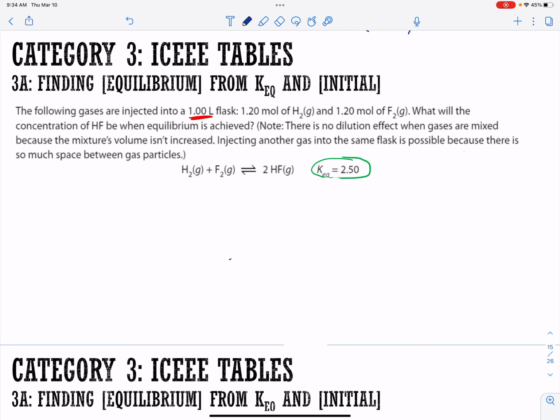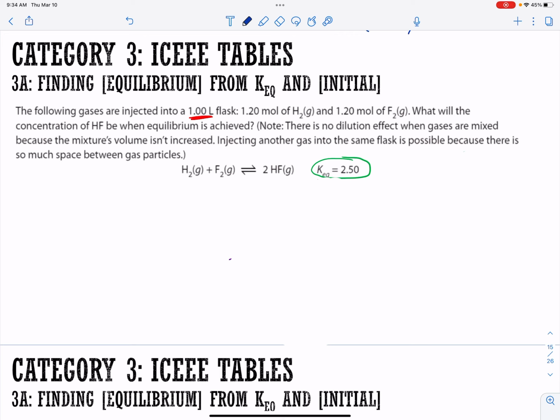It says the following gases are injected into a flask. We've got some hydrogen, we have some fluorine, and we want to figure out what the concentration of that hydrogen fluoride, that hydrofluoric acid, will be at equilibrium. And you'll note that there is no dilution effect because when we inject those gases, we can increase the pressure of that system, but we're not actually changing the volume.